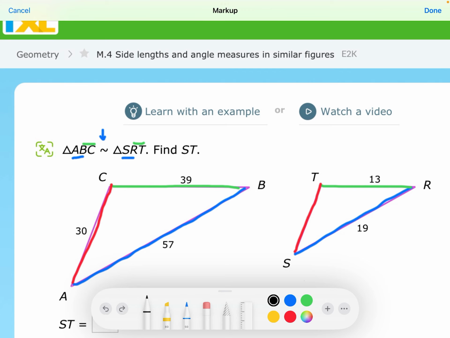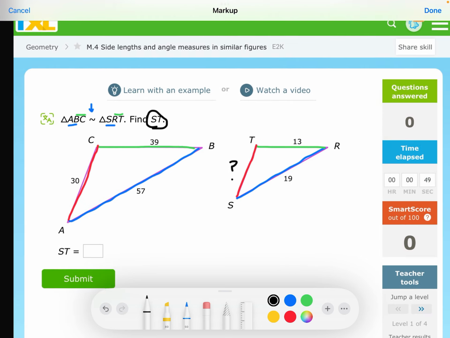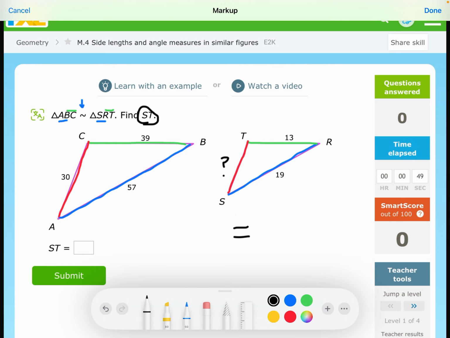All right, so what do they want us to do? They want us to find this side length of ST. We don't know this. So how do we do that? Well, we're going to take advantage of that proportional property, which says you need 2 fractions. The way that I'm going to do this is I'm going to look at all the stuff that I have marked, and I want to pick a pair of sides that are the same color that I know the numbers for. So I'm looking at the green sides here. You could pick blue, but I just like the green ones more, personally.